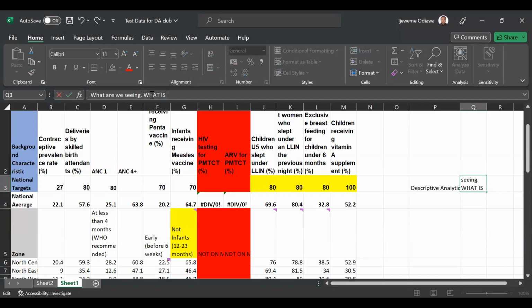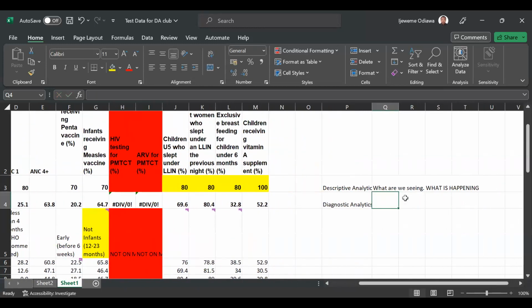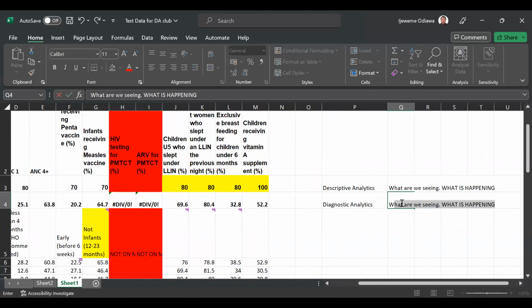The next level of analytics that builds upon descriptive analytics is diagnostic analytics. I'm sure we all know these, so it's not strange. I just want us to build from what we know to what we do not yet know. Diagnostic analytics tries to answer the question of why. Why is it happening?